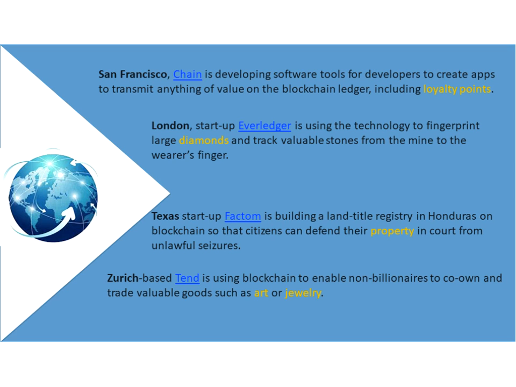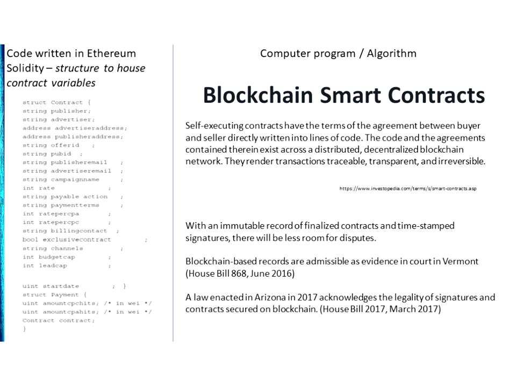In Texas, there's a startup, Factum, that's building a land title registry in Honduras so that citizens can defend their property rights in court. And in Zurich, Chen is using blockchain to enable non-billionaires to co-own and trade valuable goods such as art and jewelry. And I think I'm a non-billionaire, so that would be something I might be interested in should I have art or jewelry.